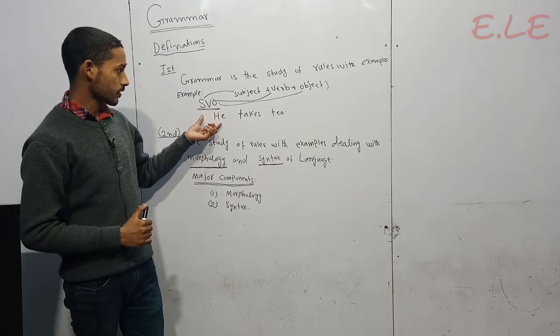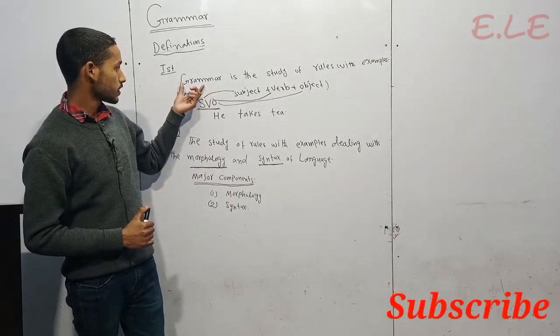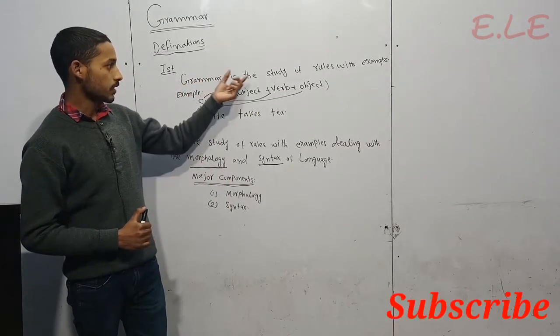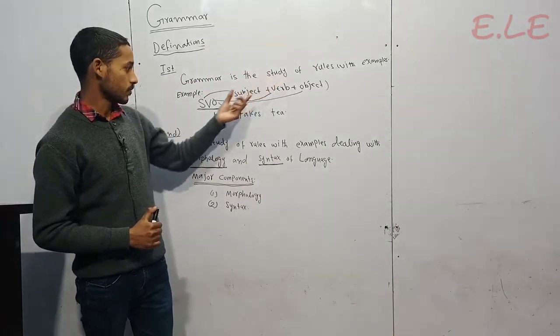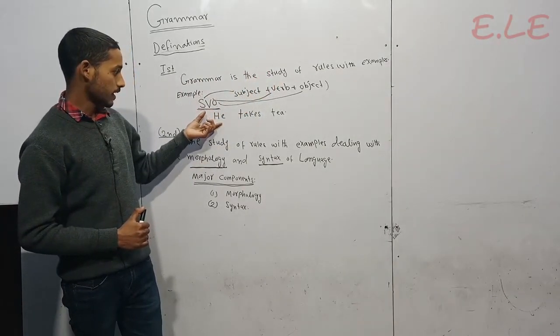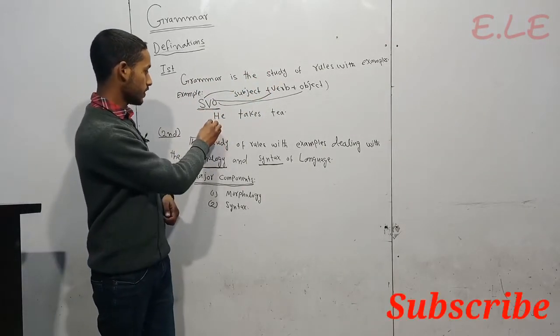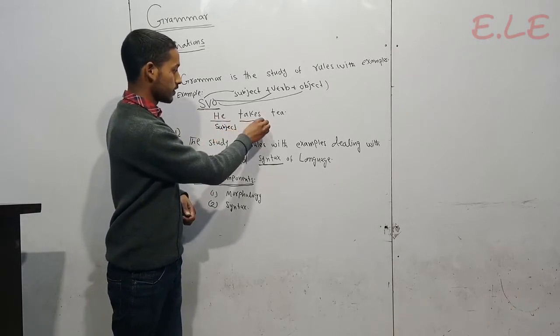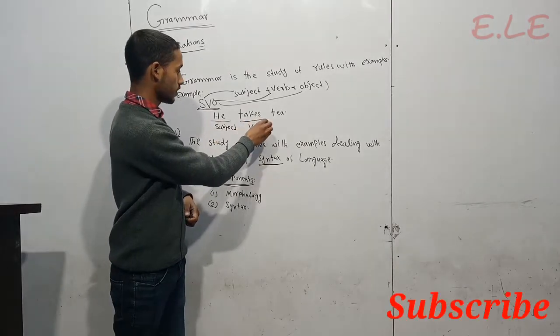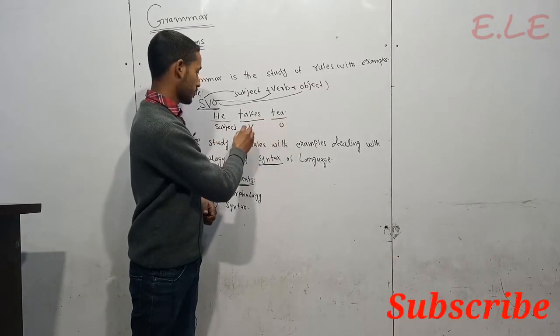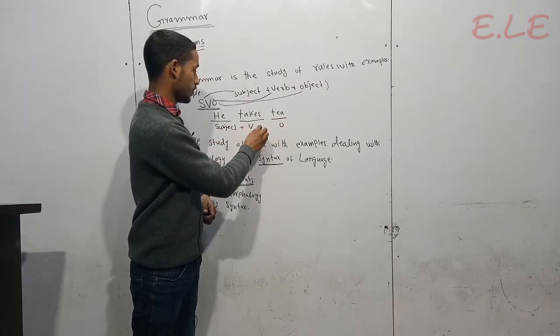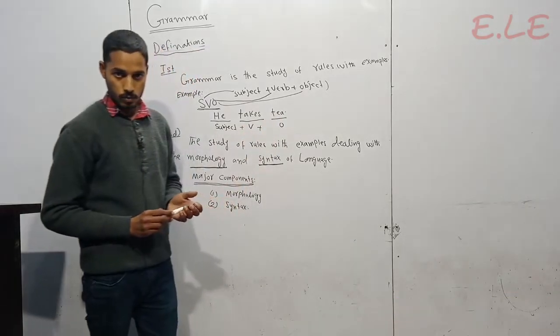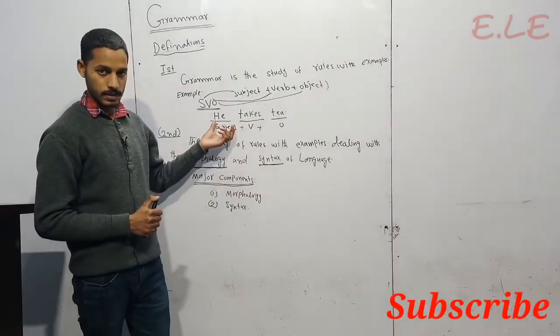And I have also given the example. So in the definition, I have described that grammar is the study of rules with examples. So the rule is here and the example is here. E is the subject and takes is the verb and T is the object. So S, V and O is the rule. This is the rule of grammar.